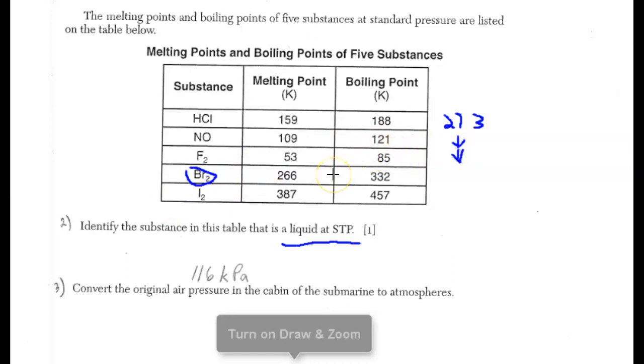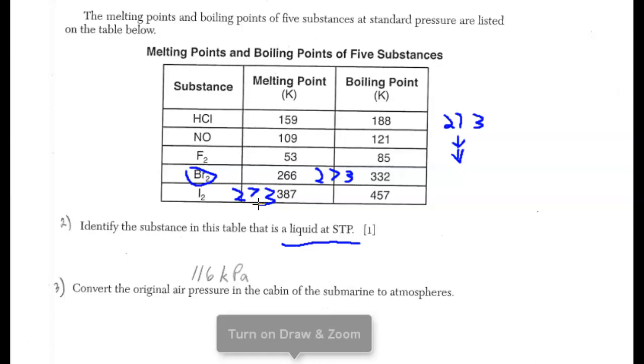Then all of a sudden we get to bromine. 273 is between the melting point, which means it went from a solid to a liquid, and the boiling point, going from a liquid to a gas. That's why it's our answer. Finally, for iodine, 273 is all the way here if it was on a number line. So iodine is a solid at standard temperature.